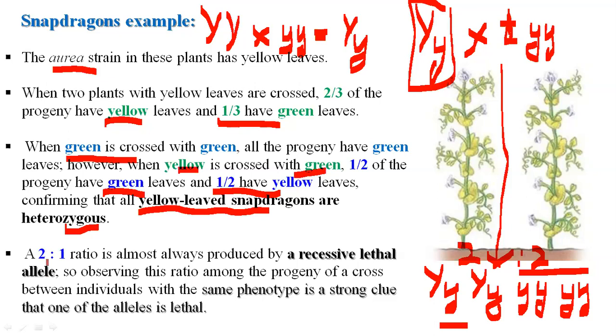So again, the question came: where did that capital Y, capital Y go? So it was the same as the mouse: this plant did not survive, it died. So 2:1 indicates a recessive lethal allele.